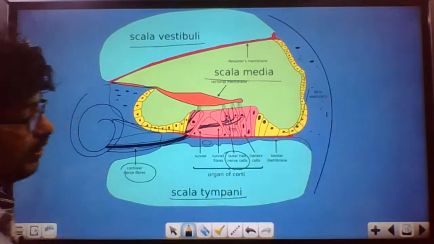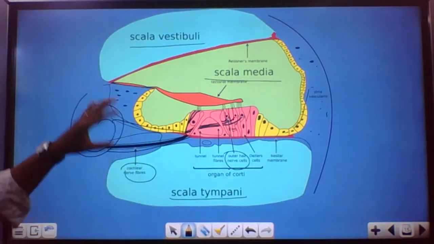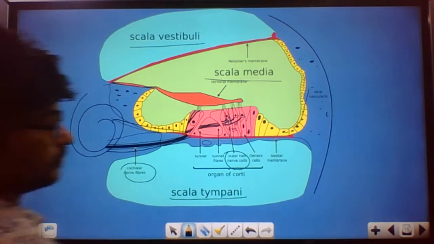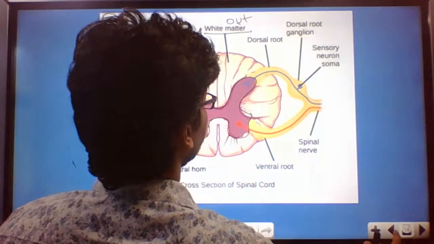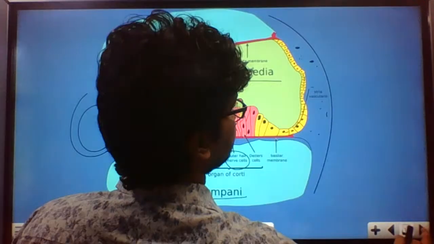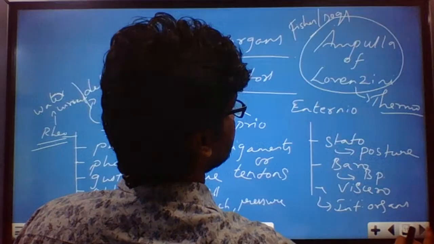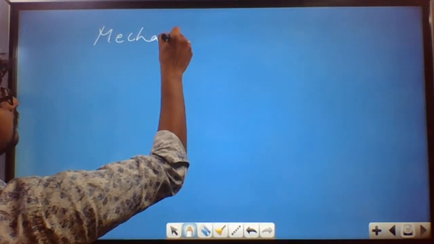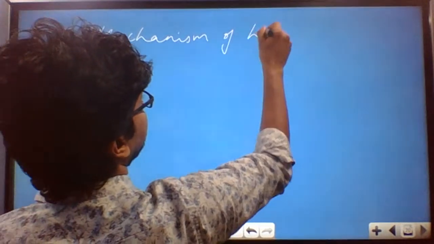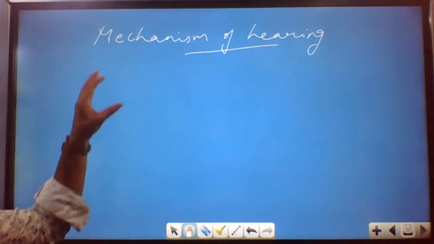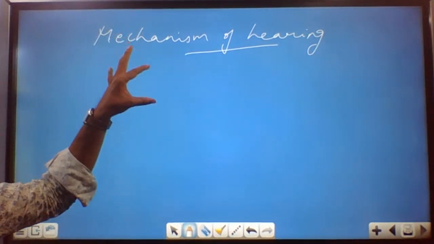So this is what the organ of Corti looks like. Fine. Now we move to the mechanism of hearing. I will explain it in a very simple way: how you hear a sound, and how the sound actually reaches your internal ear.